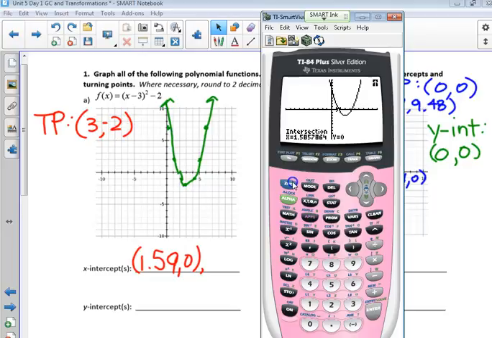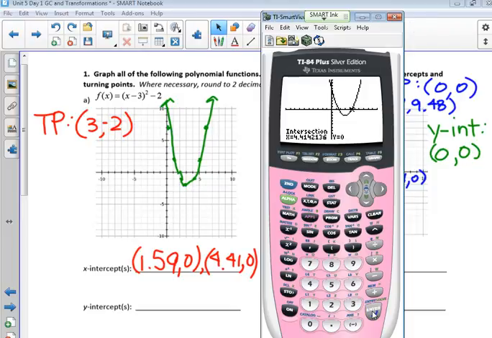And then the other one, second trace 5. Go to the other intersection. Enter, enter, enter. How do I write this? What's this? Thank you. 4.41, comma 0. Questions?